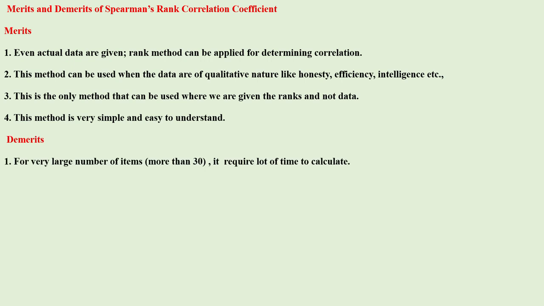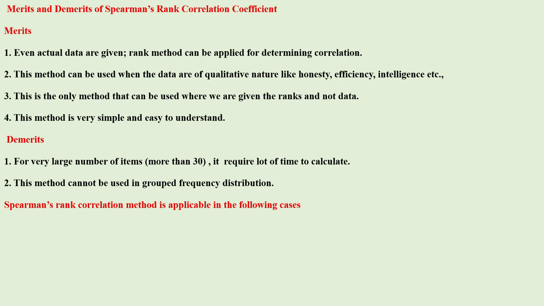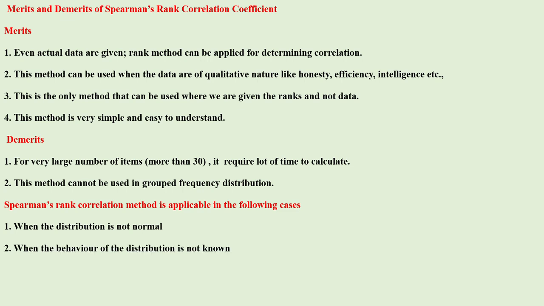Demerits: for a very large number of items, it will take time. This method cannot be used for group frequency, so if it is a group frequency, you cannot apply it. Spearman's rank correlation method is applicable in the following cases: when the distribution is not normal, when the behavior of the distribution is not known, and when only qualitative data are given.